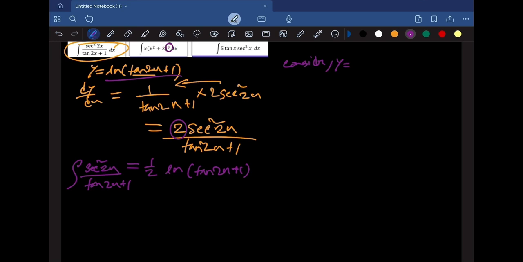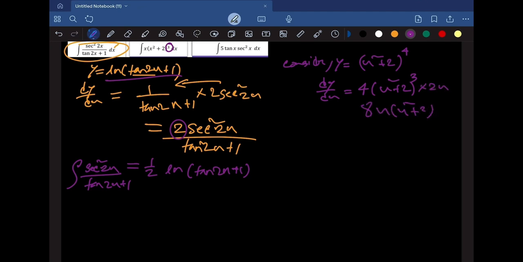Okay, so it will become x squared plus 2 to the power of 4, and when we differentiate it, dy by dx is equal to 4 times (x squared plus 2) to the power of 3. We'll decrease the power by 1, and then we will multiply with the differential, which is 2x, so it becomes 8x times (x squared plus 2) to the power of 3, which is exactly the same as this one, but there is a difference of this 8.